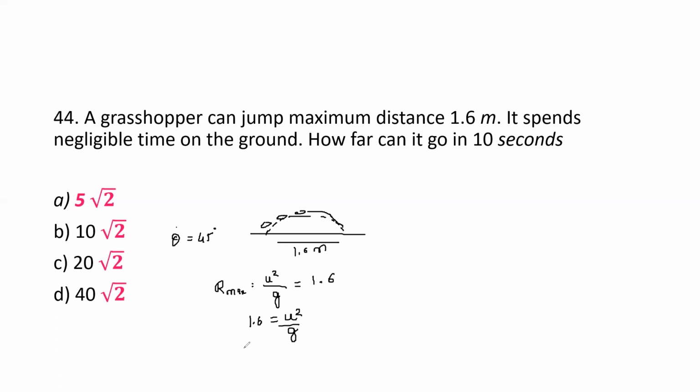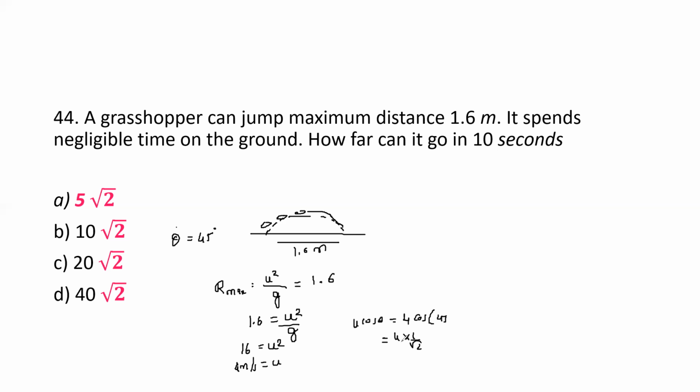So therefore 1.6 is equal to u square by g. G, if I take it as 10, then it becomes 16, which is equal to u square. Therefore we can write u is equal to 4 meter per second. And here, as it is a horizontal component, the horizontal component of velocity is given by what? It is u cos theta. u value is 4, and cos of theta, theta is 45 degree, so it is 1 divided by root 2.